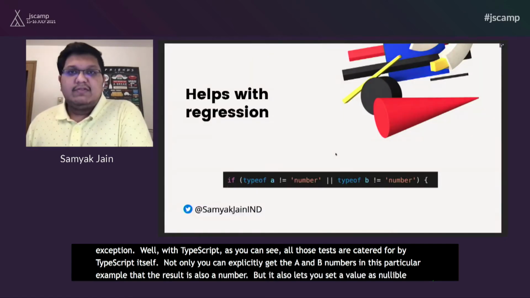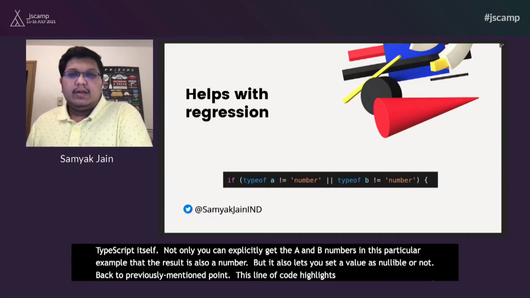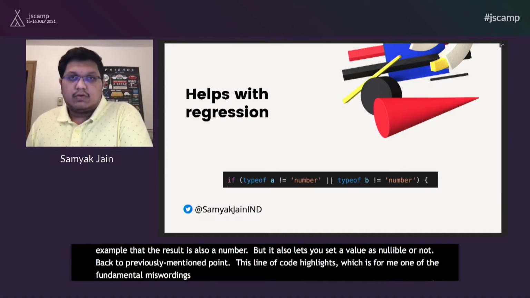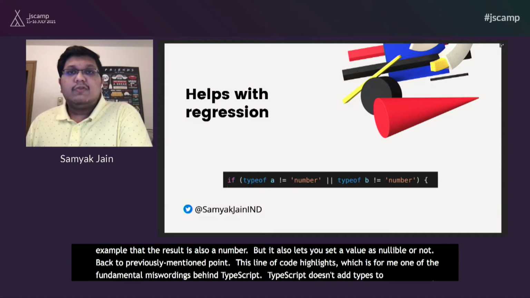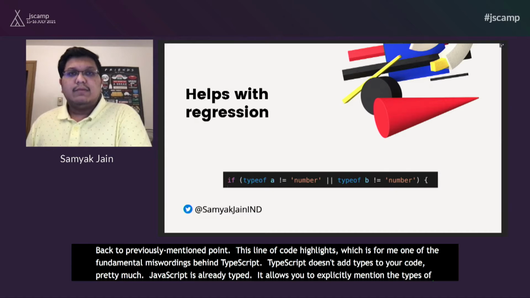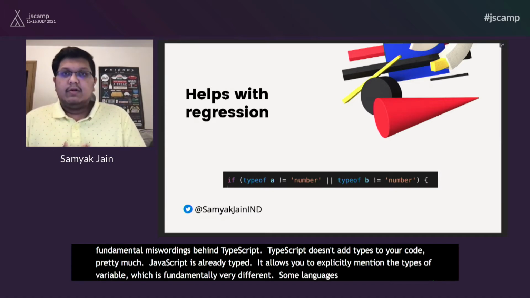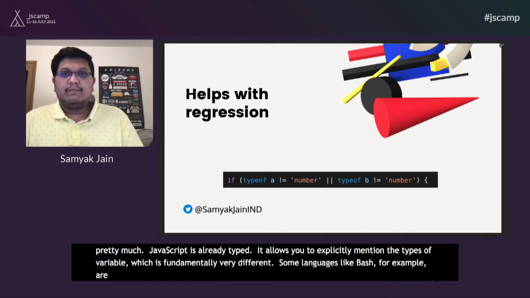Back to the previously mentioned point, this line of code highlights one of the fundamental misworkings behind TypeScript. TypeScript doesn't add types to your code, pretty much. JavaScript is obviously already typed. It allows you to explicitly mention the types of a variable, which is fundamentally very different. Some languages like Bash, for example, are effectively not typed at all, in which case the debate would be totally different.